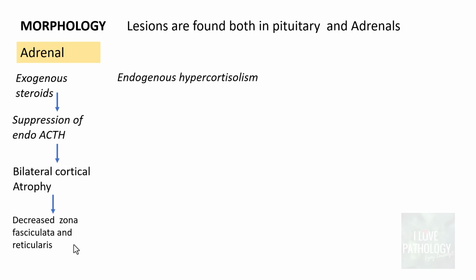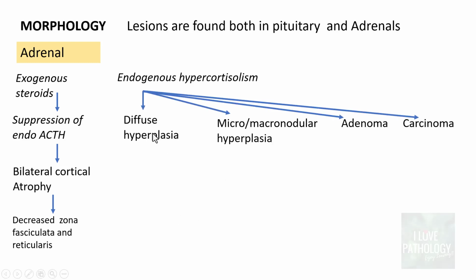Now, if the Cushing syndrome is because of endogenous hypercortisolism, then the adrenal gland can show various pathologies. And these pathologies include diffuse hyperplasia of the adrenal gland. The hyperplasia can be in the form of tiny nodules. Nodules, it can be micronodules or macronodules. It can be in the form of adenoma or it can be in the form of carcinoma. Okay. Now, diffuse hyperplasia, what do you see? You see increased volume of zona reticularis and fasciculata throughout the adrenal cortex.